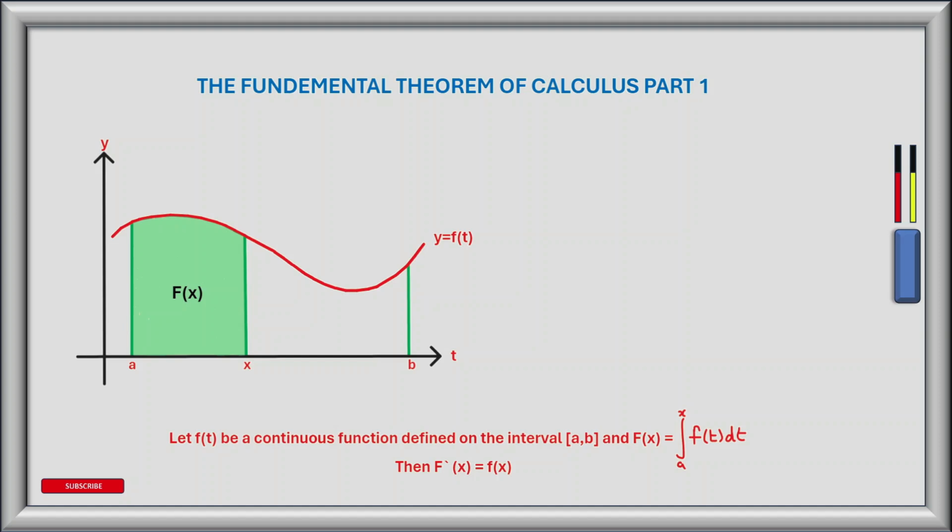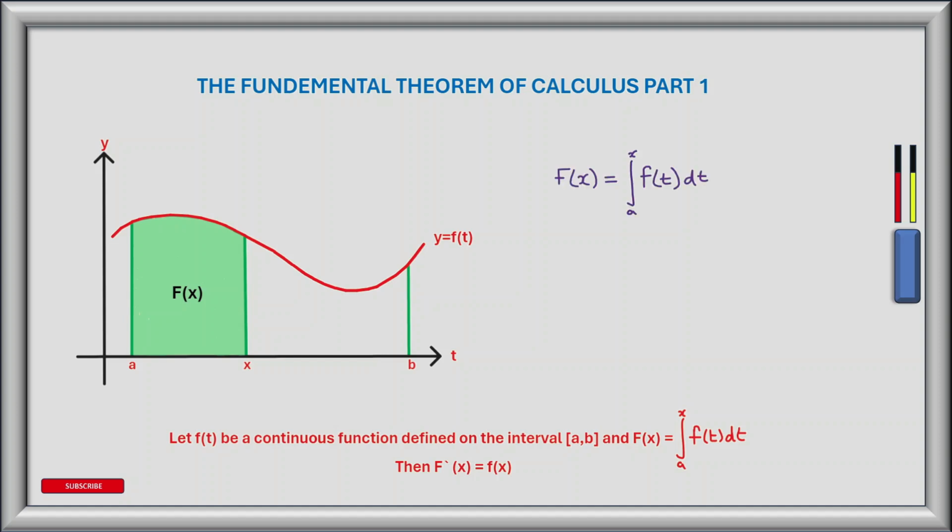I've drawn the function f of t on the whiteboard and marked points a and b on the t-axis. Between points a and b, I've marked in point x. The green shaded area is the area under the curve determined by the function capital F of x. This function will return the area under the curve for any value of x between a and b. So for any given value of x between a and b, if I plug a value of x into capital F of x, it will return the area under the curve for that value of x.